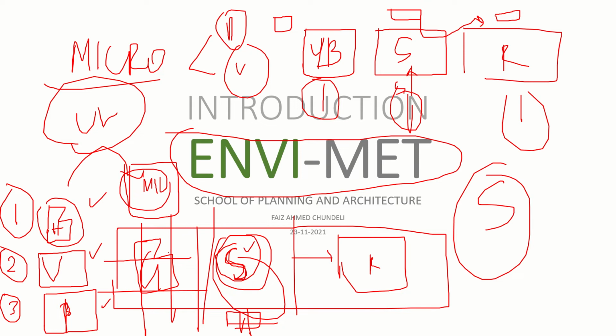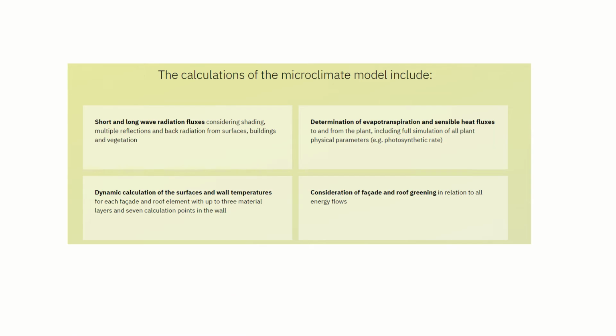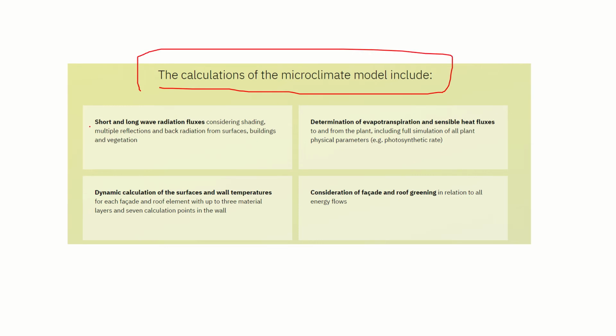So where is the issue? The core issue, or the actual essence, is understanding the simulation process itself. What are we simulating, how are we simulating, and what results can the tool give? For example, I have taken this from the software platform itself. The calculations of the microclimate model include short wave and long wave solar radiation fluxes, considering shading, and multiple reflections on the surfaces, back on the buildings and vegetation, and so on.